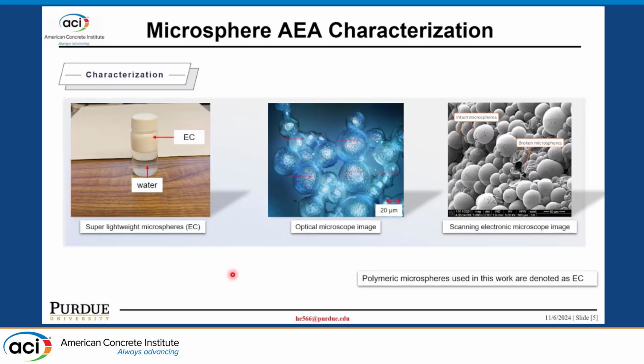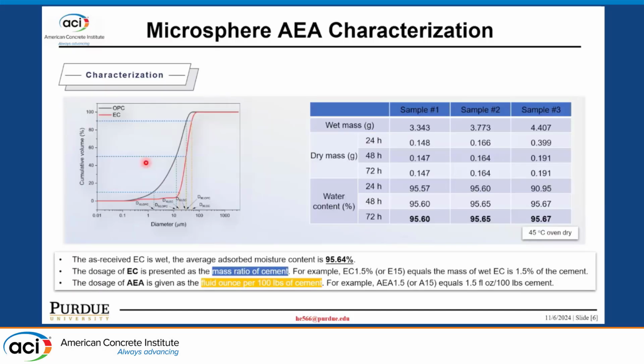So in this work, we used polymeric microspheres. This is a hollow microsphere. It's a layer of polymeric shell encapsulating the air. The name of this product is Expancel, so I name it EC in this study. It's super lightweight. You can see in this picture, the density is lower than water. And here is the particle size distribution. The particle size is similar to the cement particle.